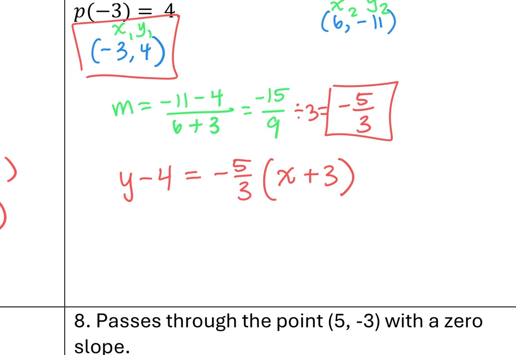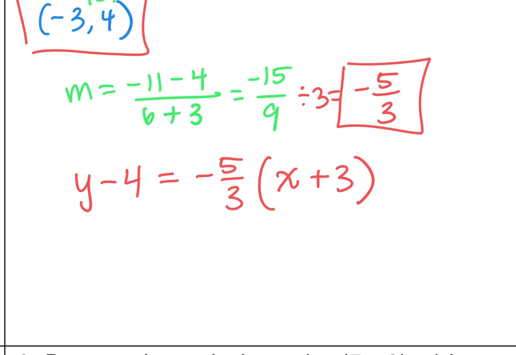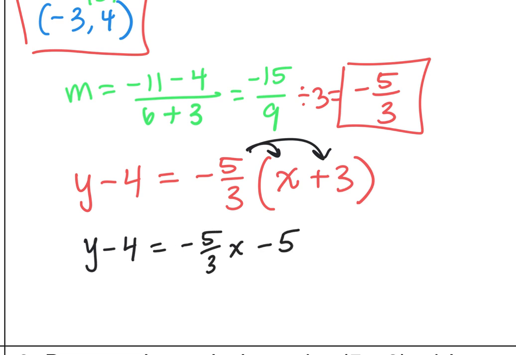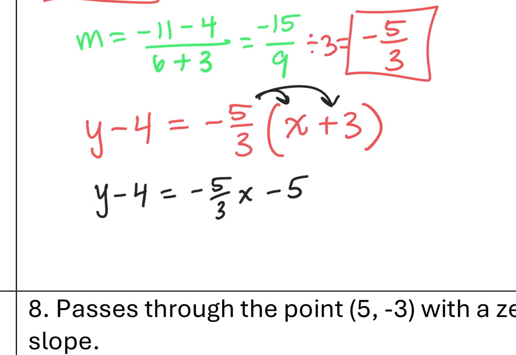And now that it's in that point slope form, we're just simplifying it to y equals mx plus b. So I'll distribute: y minus 4 equals negative 5/3 x minus 5. And then I'm going to add the 4 to get the y by itself. And in slope-intercept form, my equation is y is equal to negative 5/3 x minus 1.